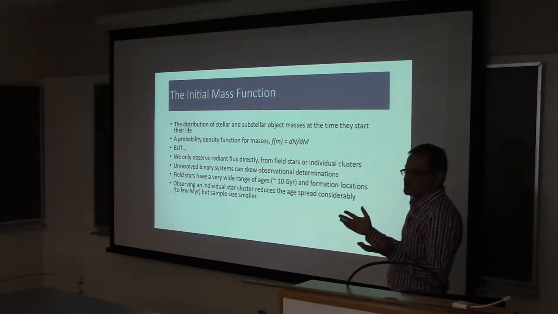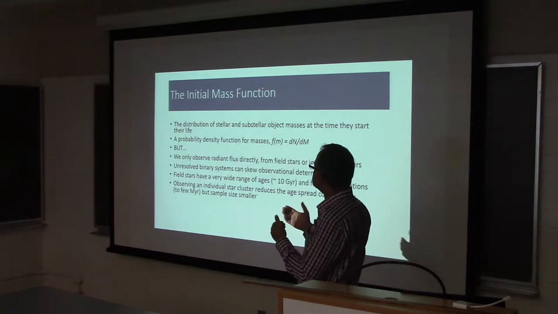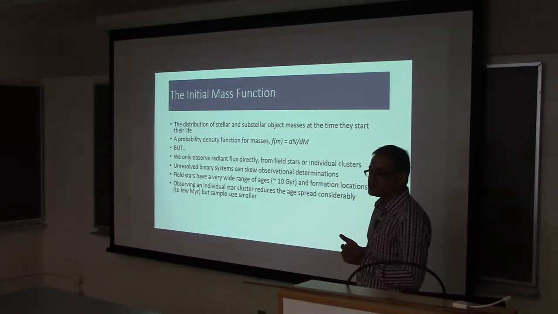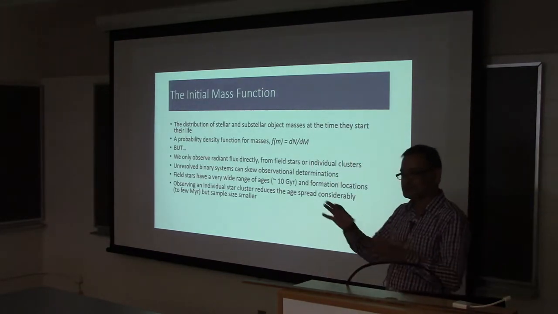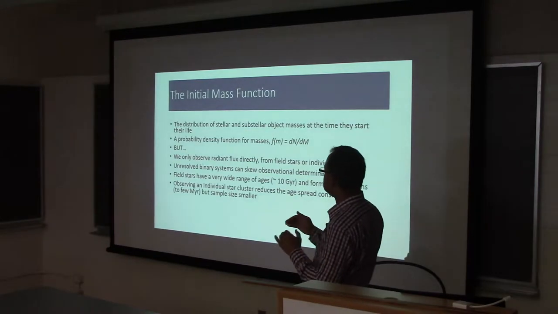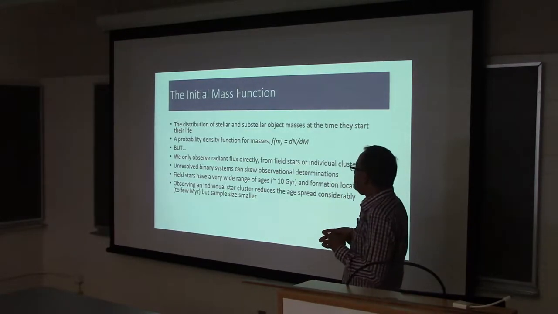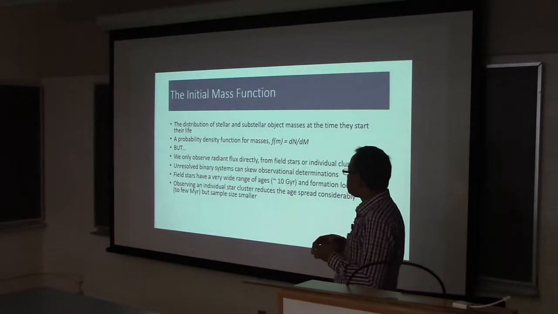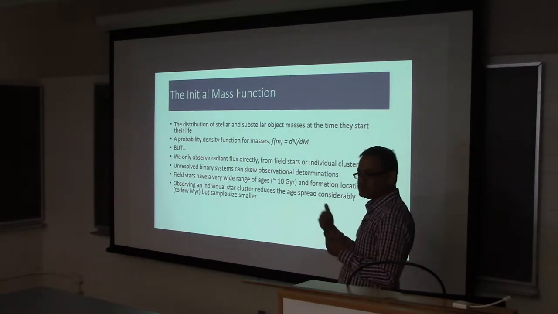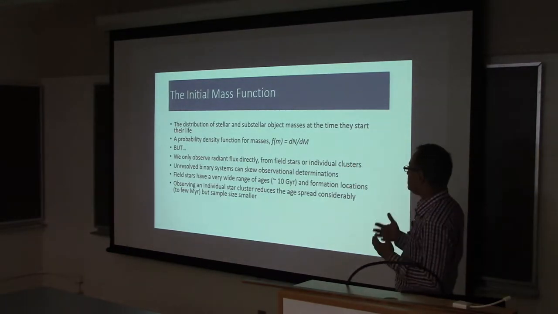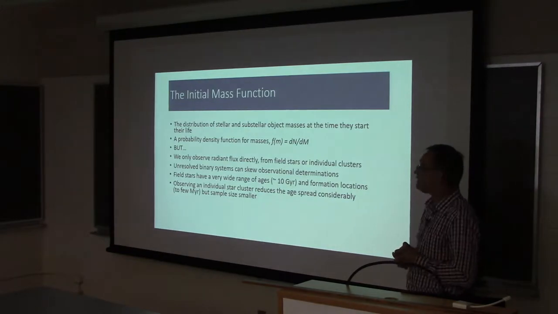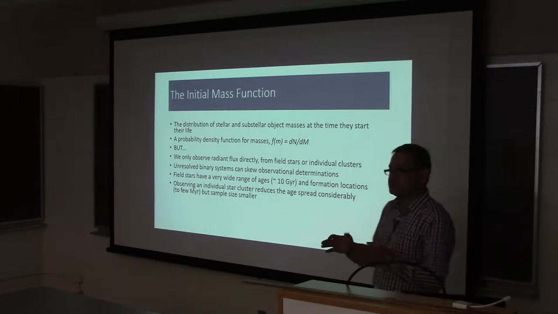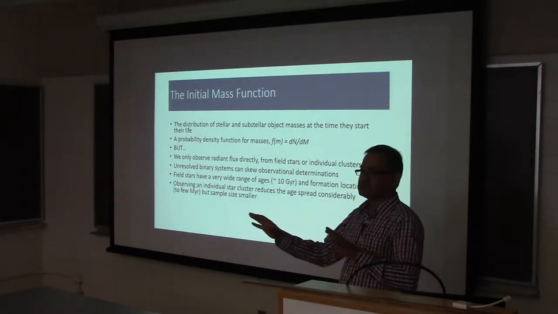First of all, you don't measure mass directly. You have to somehow convert from luminosity to mass. And this requires stellar evolution models, of which there are several out there, which may not exactly agree with each other. There is the issue of unresolved binary systems. If you have a second object that's contributing to the luminosity, but you don't see it, then you're not measuring the mass properly.